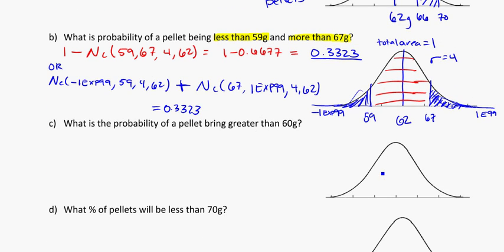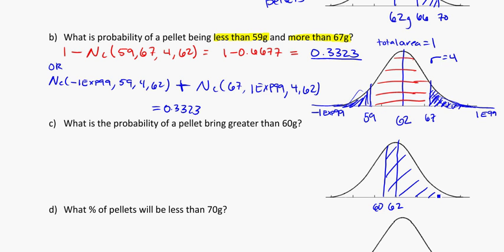Part C, what is the probability of a pellet being greater than 60? So again, I want to think about 62 is in here, and greater than 60, well, 60 might be somewhere in here. Greater than 60 is everything above it.